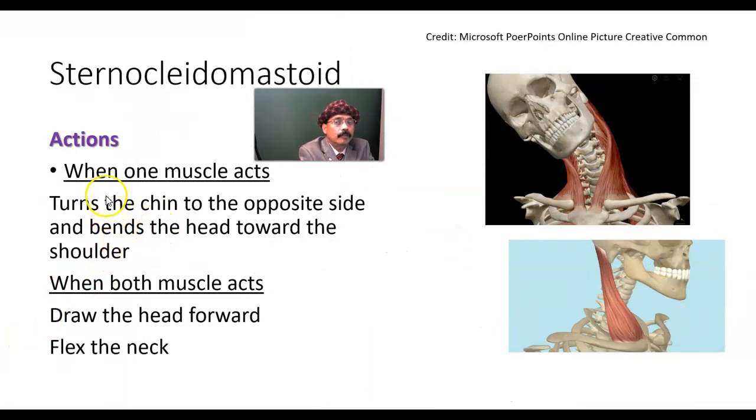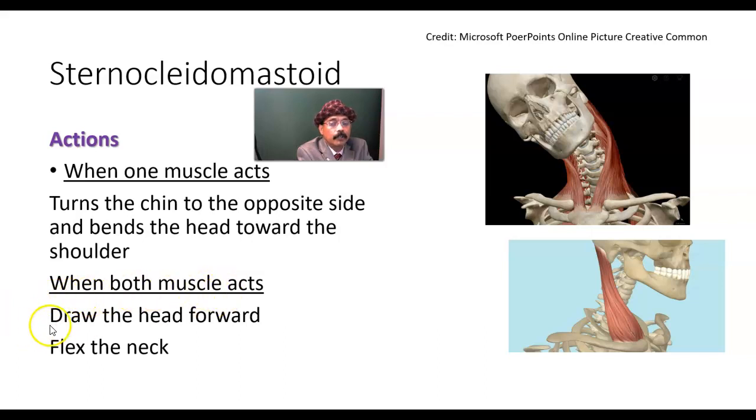Action: when one muscle acts, it turns the chin to the opposite side. Okay, this is acting now. And it bends the head towards the shoulder like this. Certainly this movement is associated with other muscles like the scalene muscles, the trapezius, the levator scapulae muscle and longus capitis muscle, but this is the muscle very important for turning the chin to the opposite side and bending the head towards the shoulder.